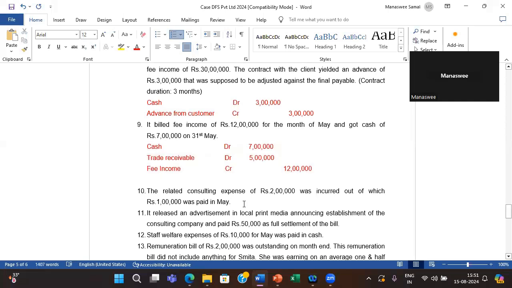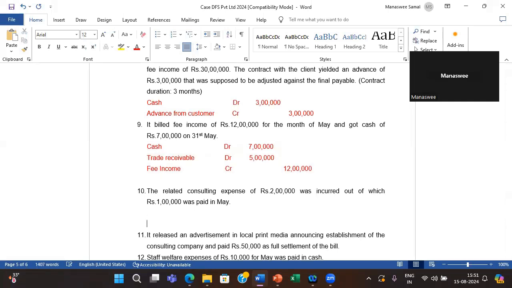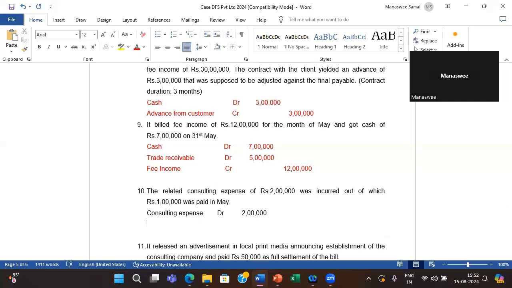Then I have some expenses. Related consulting expense of 2 lakh was incurred, out of which 1 lakh was paid, which means 1 lakh is payable. We'll just call it consulting expense. Consulting expense, debit 2 lakh rupees. Expense increased, so we have to use the word debit for that. Asset, expense, and drawings are on the same side. If there is an increase, the word is debit. Now cash, I have paid, so cash decreases. Asset decreases, so I have to use the word credit.